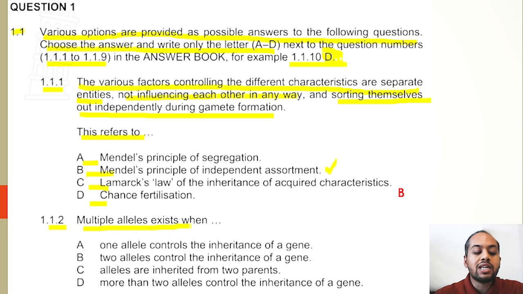1.1.2, multiple alleles exist when A, one allele controls the inheritance of a gene, B, two alleles control the inheritance of a gene, C, alleles are inherited from two parents, or D, more than two alleles control the inheritance of a gene. Multiple alleles exist when more than two alleles control the inheritance of a gene. Therefore, D is correct.